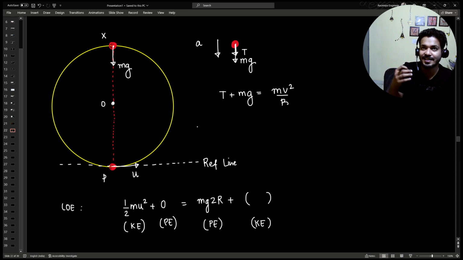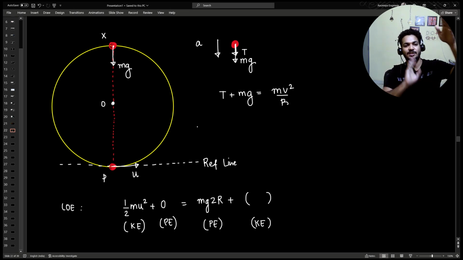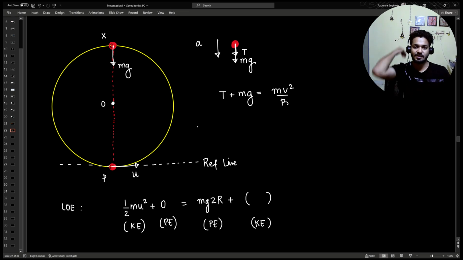But we are not asking for the maximum limit of velocity. That would be dumb, because the answer would be just infinity. You send it with infinite velocity and it's just going to do that circular motion. We want that bare minimum velocity, which is just enough for it to do the circular motion. So for that, we need the tension to be equal to 0. So you just get mg equals mv square by r.